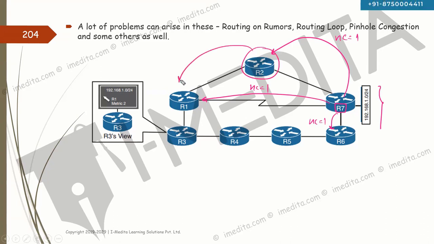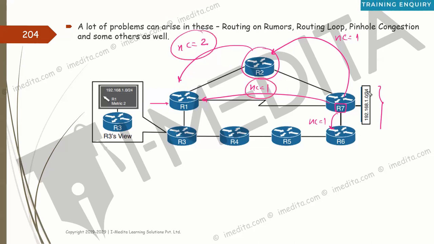When this router is going to advertise that route information to the neighbor router, it will advertise that you can reach that destination with the hop count value of 2. When this router receives this information from router number 2 and router number 7, it will now compare which of these two paths is the best one.